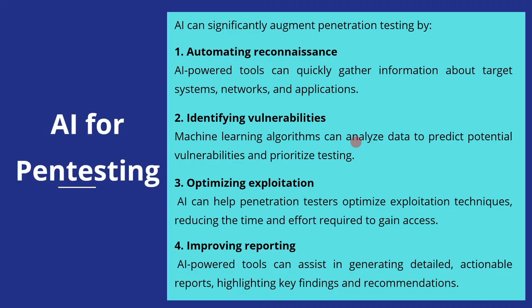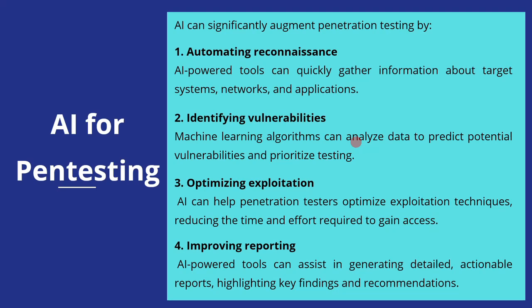Now, looking at AI for penetration testing. When we use AI for pen testing, there are some significant benefits, things that drive us to do that. Basically, AI augments pen testing for several reasons. Number one is what I've listed here: automating reconnaissance. When you have AI-powered tools like Nmap, you can quickly get information about your target systems, your networks, your applications, and stuff like that with ease.